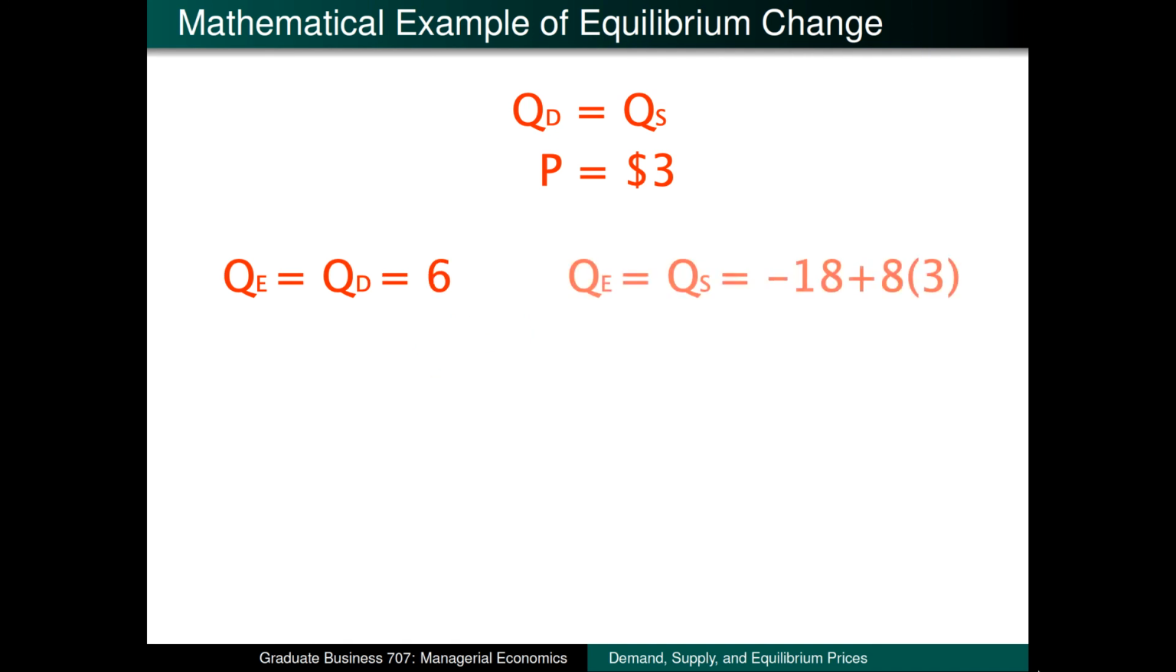Alternatively, the equilibrium quantity is equal to the quantity supplied, which is negative 18 plus 8 times 3, or negative 18 plus 24, which is also equal to 6. As with our initial equilibrium, you should get the same answer for equilibrium quantity, regardless of whether you use the demand function or supply function.